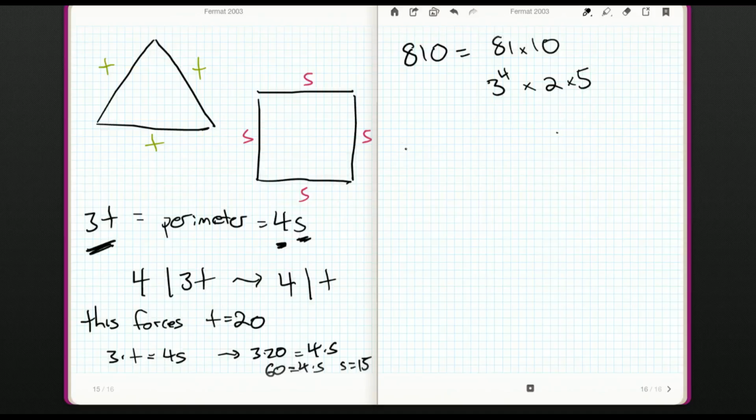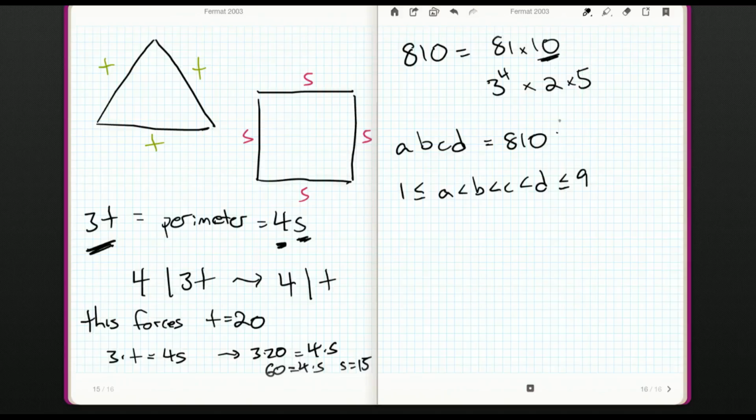Now if I start thinking about numbers A, B, C, and D, and I multiply them together and I get 810, I could say A is the smallest, because they're all distinct. So I can just say A less than B, less than C, less than D, less than or equal to 9. So when I see something like that, I think, gee, there's this factor of 10, and that leapt out at me immediately. I saw that in a snap.